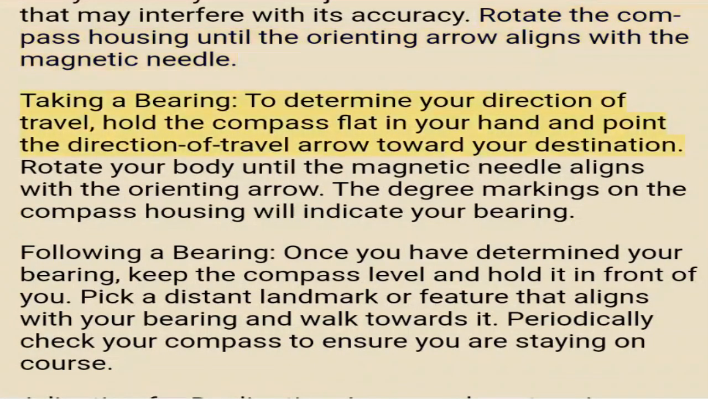Taking a bearing. To determine your direction of travel, hold the compass flat in your hand and point the direction of travel arrow toward your destination. Rotate your body until the magnetic needle aligns with the orienting arrow. The degree markings on the compass housing will indicate your bearing.